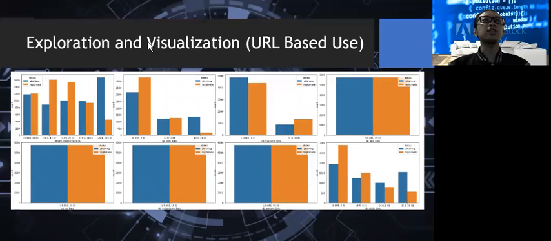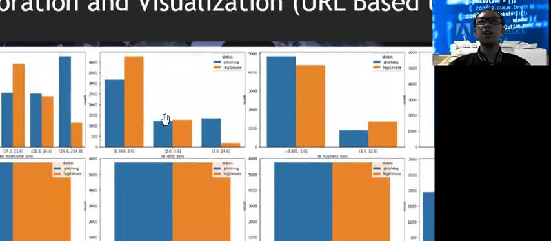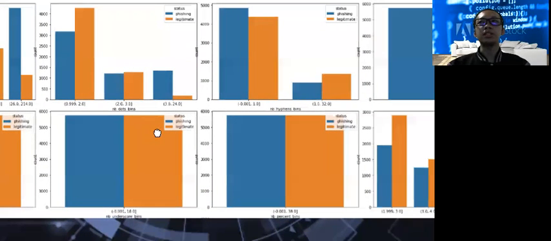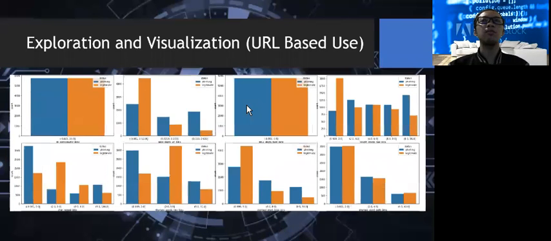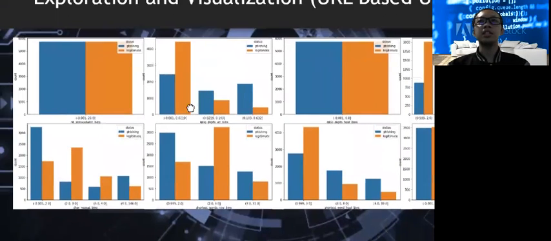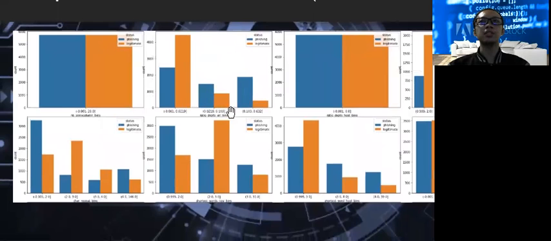Okay, and this is exploration and visualization, URL-based. Using the IP filter, when it's zero, legitimate addresses are mostly found compared to phishing. Similarly, when it's one, phishing addresses are more common compared to legitimate addresses. The version of the IP address in the URL can play a significant role in identifying whether the address is phishing or legitimate.